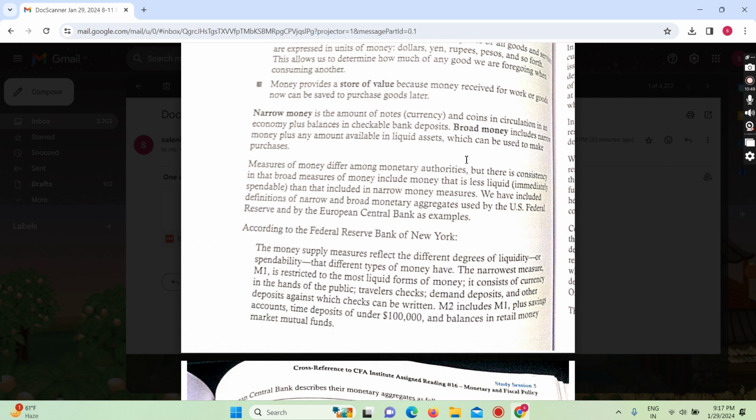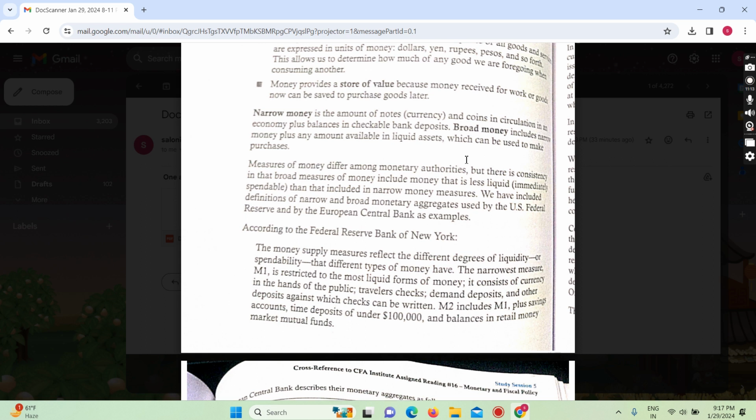Measures of money differ among monetary authorities, but there is a consistency in that broad measures of money include money that is less liquid, not immediately spendable, than that included in the narrow money measures. We have included the definitions of narrow money and broad money aggregates used by the US Federal Reserve and by the European Central Bank as examples.